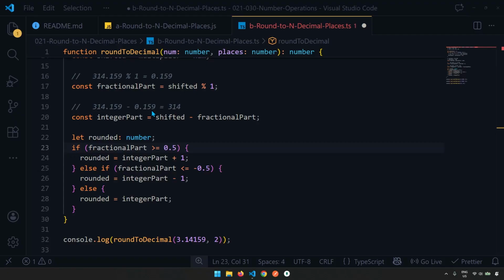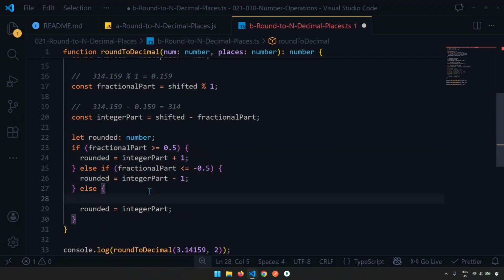This is a positive number. So else if is not going to be implemented as well. It's not going to be evaluated to true. Therefore, we go to the else. And else says rounded is going to be the same integer part.